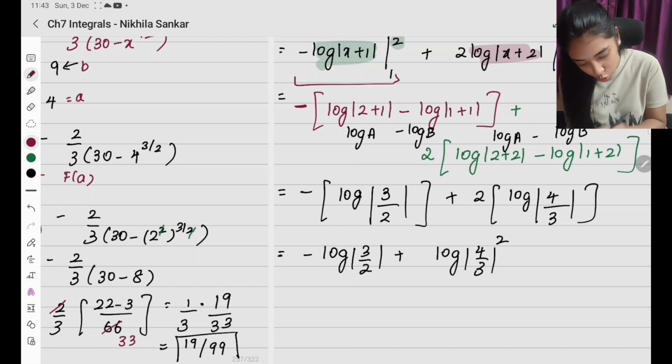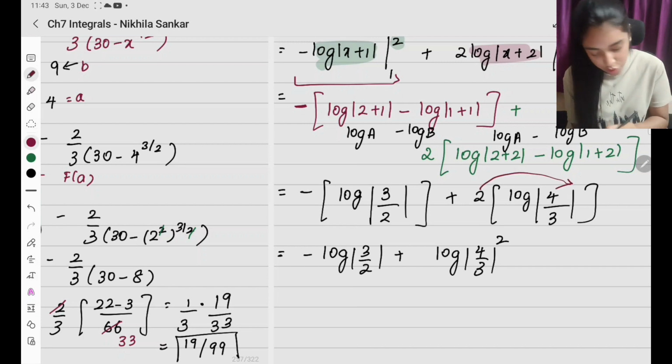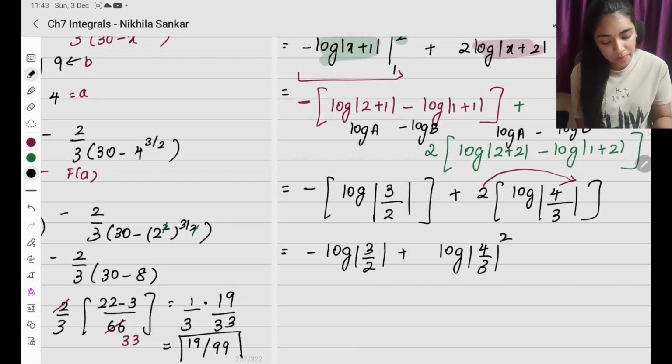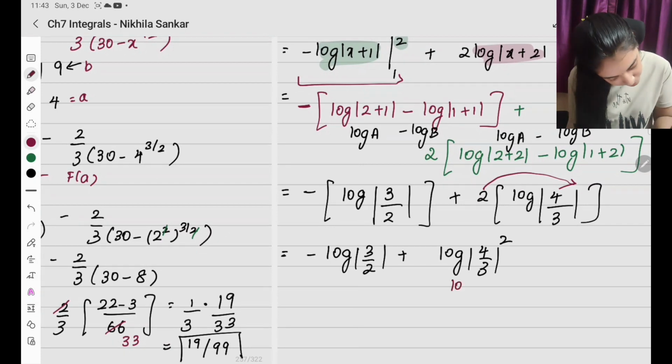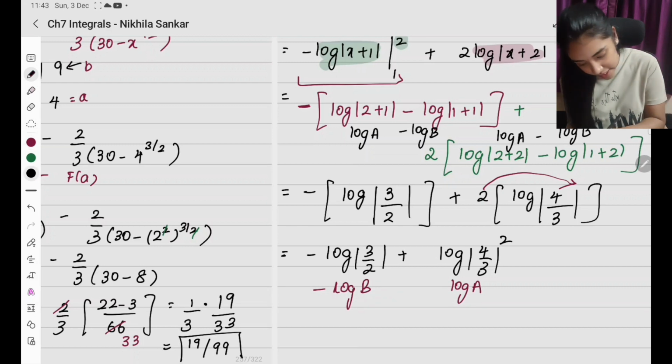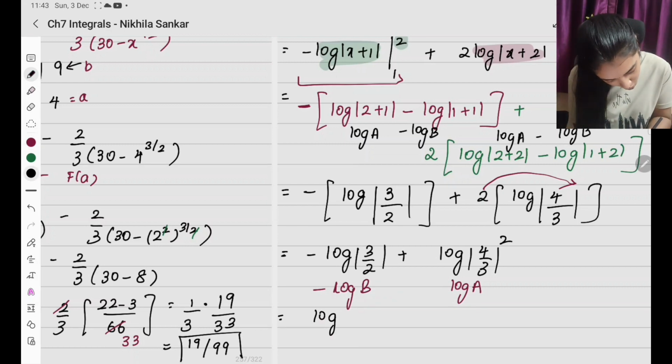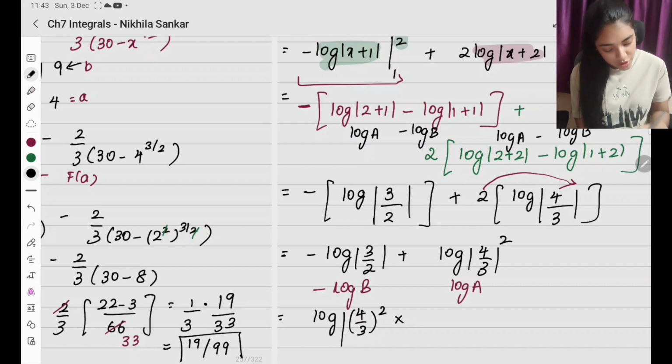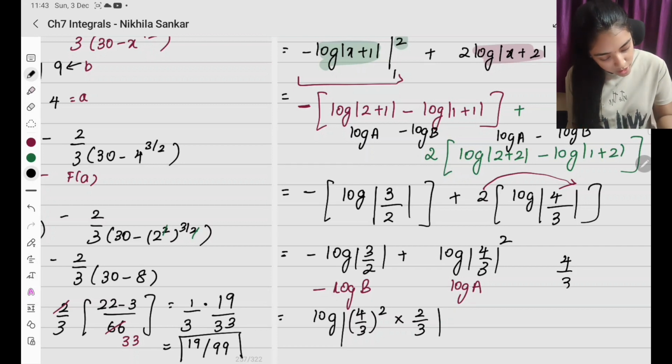I can take 2 to the power. Correct? Now, this is again of the form log of a minus log of b. So, this is again log of a by b. So, I have log of a, which is 4 by 3 the whole square divided by, I'll write it here, divided by reciprocal nu edukalam. So, divided by 3 by 2, which is going to be times 2 by 3. புரிஞ்சுதா?